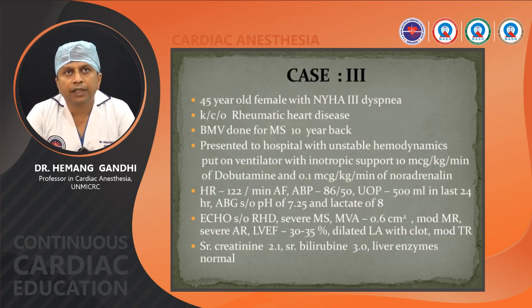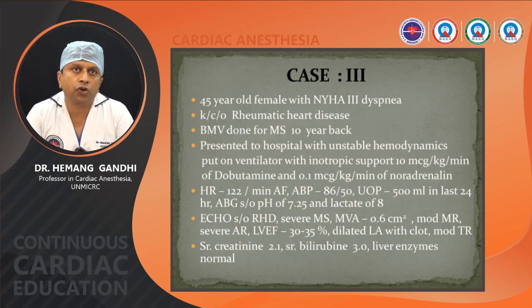Here is the third case, a 45-year-old female with NYHA grade 3 dyspnea who is a known case of rheumatic heart disease, has undergone BMV for mitral stenosis 10 years back. At present, presented to the hospital with unstable hemodynamics and put on the ventilator with inotropic support of 10 microgram per kg per minute of dobutamine and 0.1 microgram per kg per minute of noradrenaline.